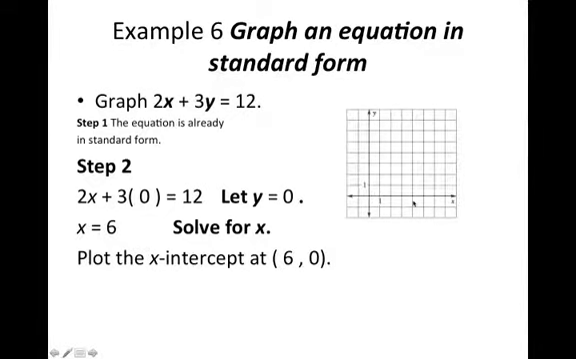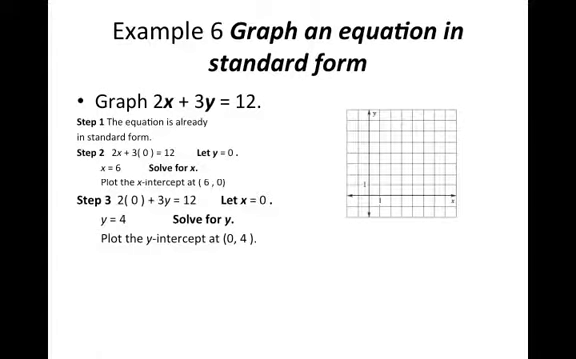So we want to plot the x-intercept at 6, 0. So 1, 2, 3, 4, 5, 6, 0. I'm going to plot that point. All right, so we've got 6, 0 plotted. Now we're going to go back to the original equation and let x equal 0.